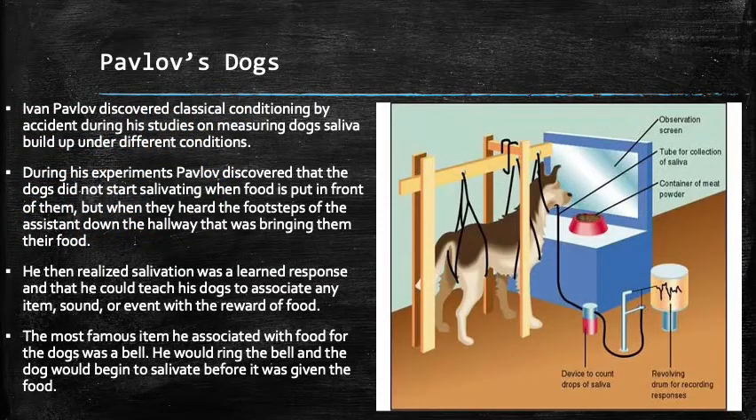The very well-known experiment of classical conditioning is that of Pavlov's dogs. Pavlov discovered classical conditioning by accident during his studies on measuring dogs' saliva buildup under different conditions. During his experiments, Pavlov discovered that the dogs did not start salivating when food is put in front of them, but they did, however, when they heard the footsteps of the assistant down the hallway that was bringing them their food. Pavlov then realized salivation was a learned response and that he could teach his dogs to associate any item, sound, or event with the reward of food. The most famous item he associated with food for the dogs was a bell. He would ring the bell and the dogs would begin to salivate before it was given the food.